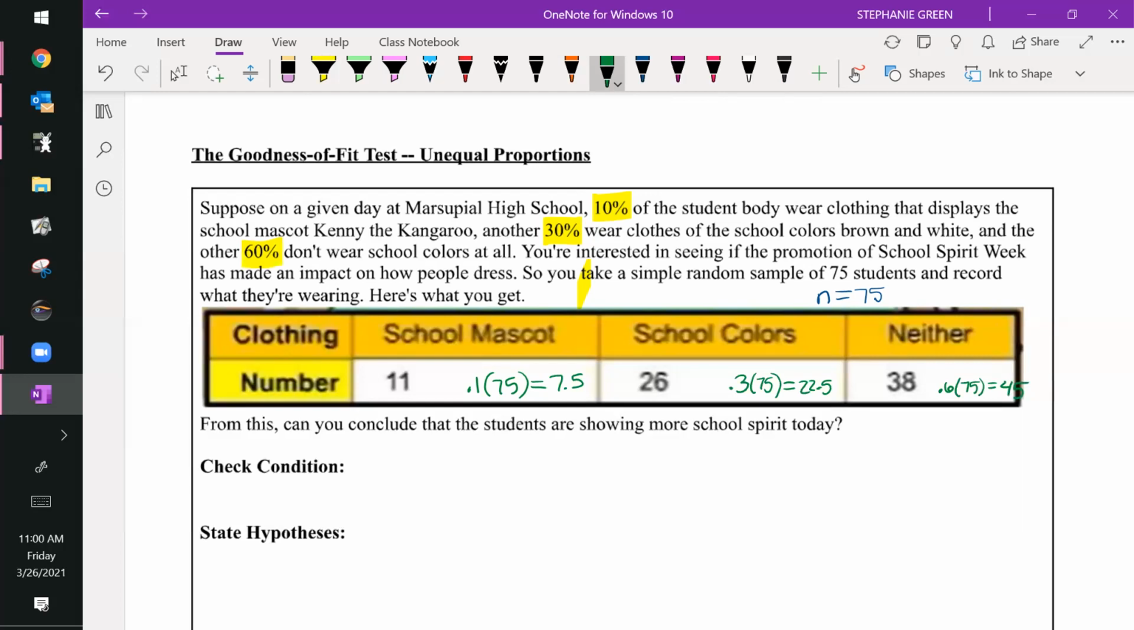So now we can use that to check our condition. Are all of our expected values greater than 5? Yes. Our expected values, 7.5, 22.5, and 45 are all greater than 5. So yes, we've met that condition, so we can continue.